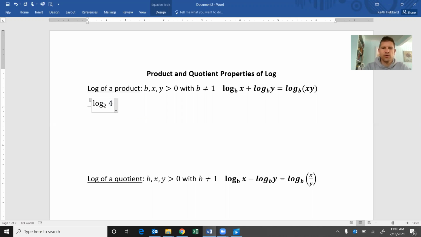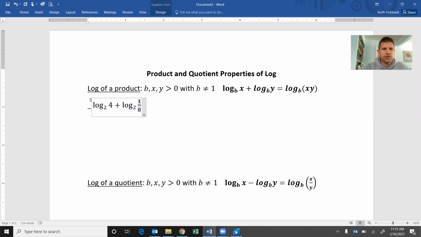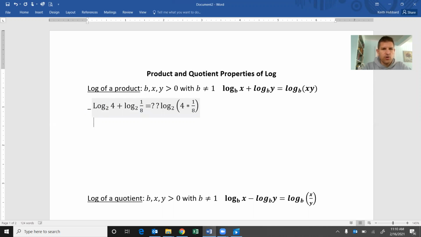Okay, I actually know what that is, so I could check it. 2 to the second power is 4. Plus log base 2 of, oh, I don't know, 1/8. I actually know what that is too, right? That's 2 to the negative 3. Is that equal to log base 2 of 4 times 1/8? Okay, so just to be clear, I know that this one is 2. I know this one is negative 3.